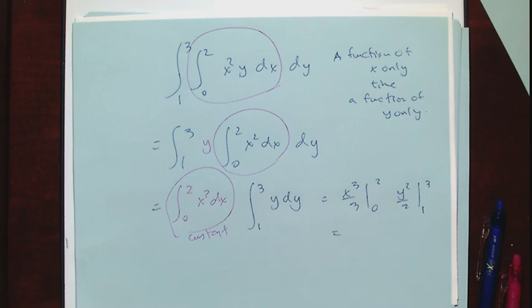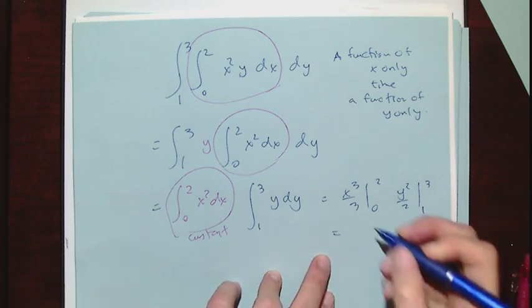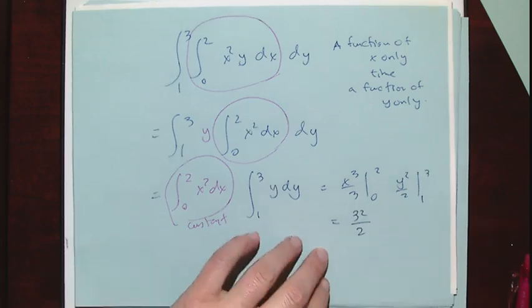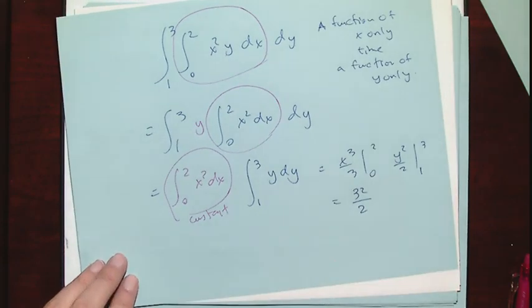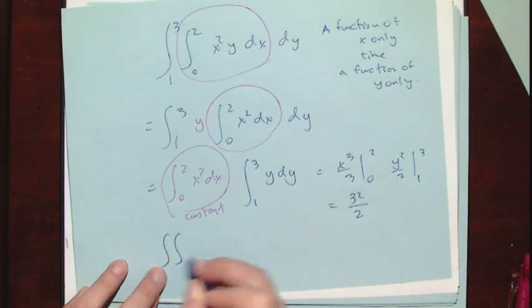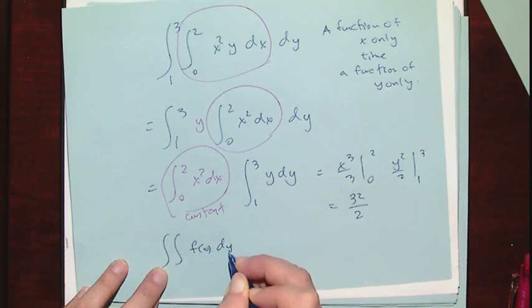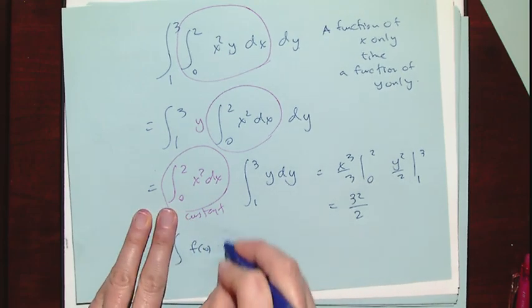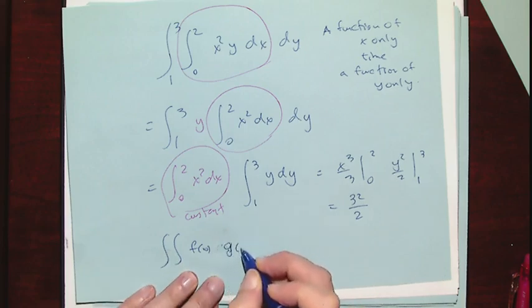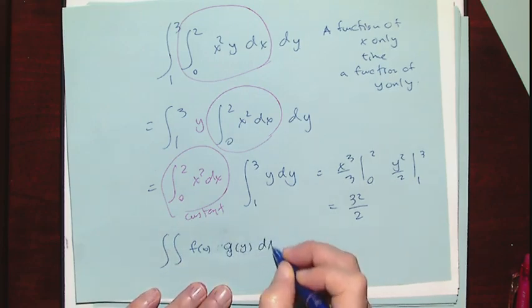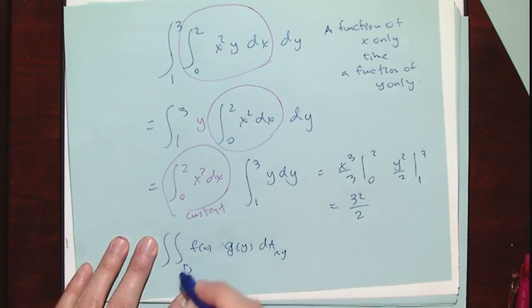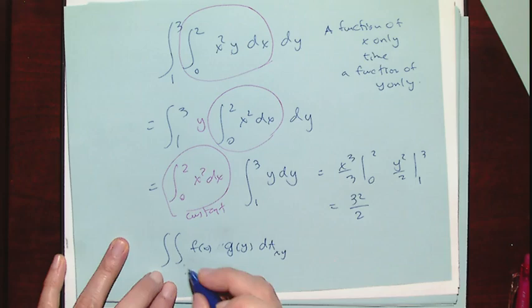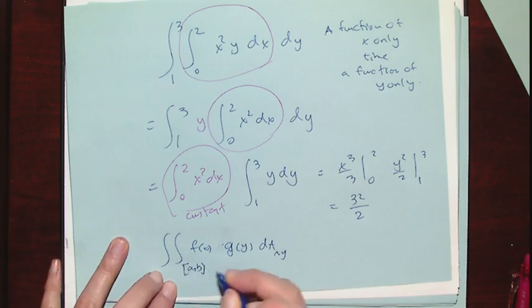And the answer to this one is 32 over 2. So when can I split the double integral? Function of x only, function of y only, dA of x and y over the region, rectangular region. Non-rectangular region causes a little bit of problem also.